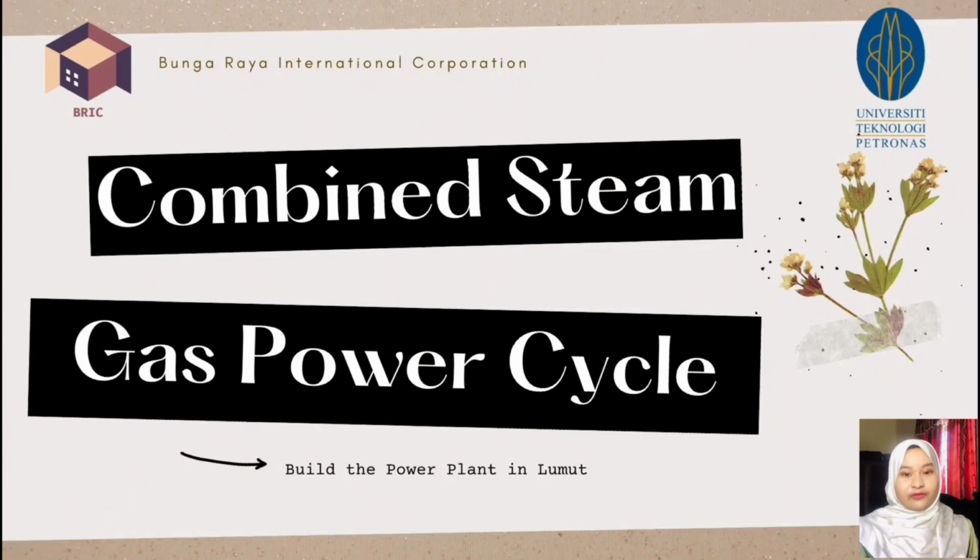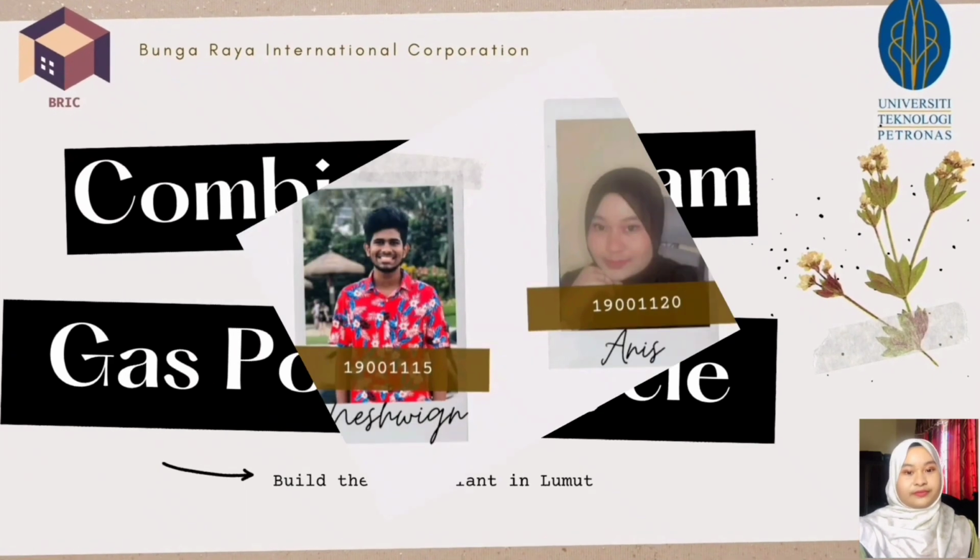The main objective of this project is to design one combined gas steam power station to produce a total of 500 megawatt of electricity so it can supply to the new Lumut naval base and its town, with the condition that electric generators are gas and steam driven.